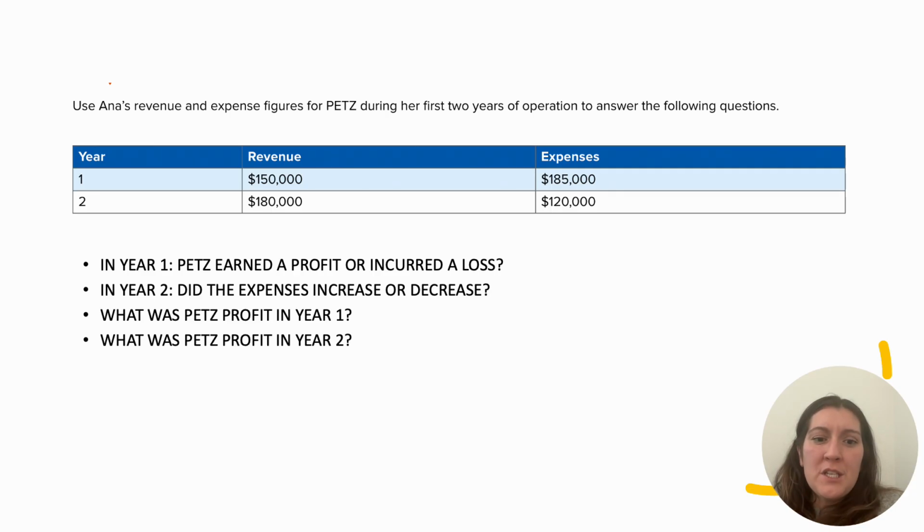And then year number two, we have 180,000 in revenue and only 120 in expenses, which gives us 60,000. That we made 60,000. And then you can always average over the years, and at least we're ahead at this point. So that's how we do a little bit of math with revenue, expenses, and profit.